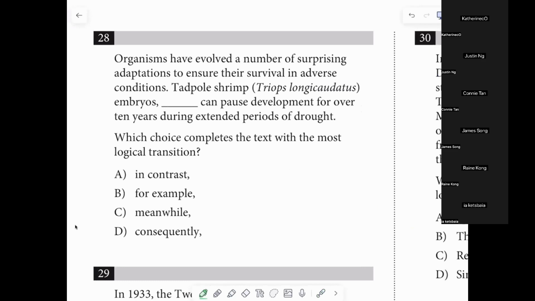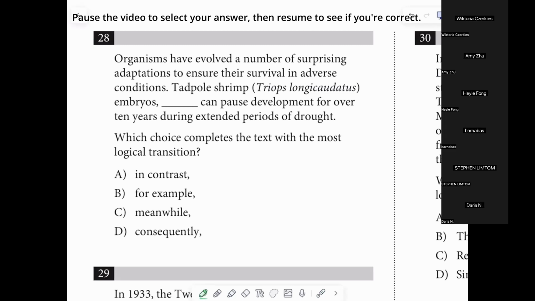Organisms have evolved a number of surprising adaptations to ensure their survival in adverse conditions. Tadpole shrimp embryos can pause development for over 10 years during extended periods of drought. What's the relationship and what's the answer?